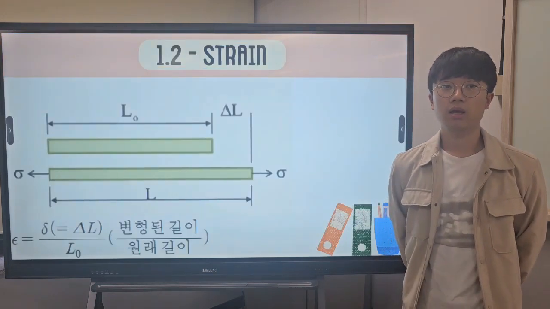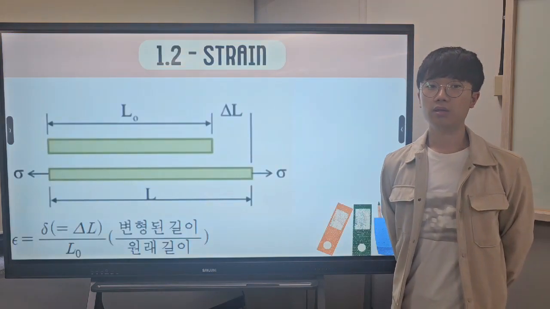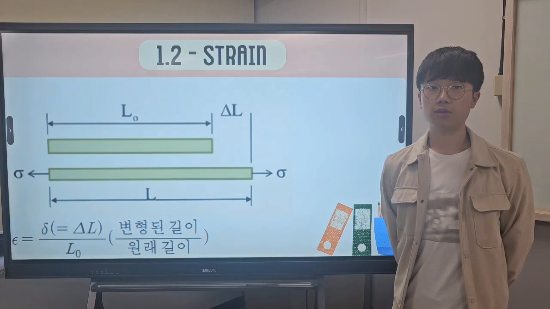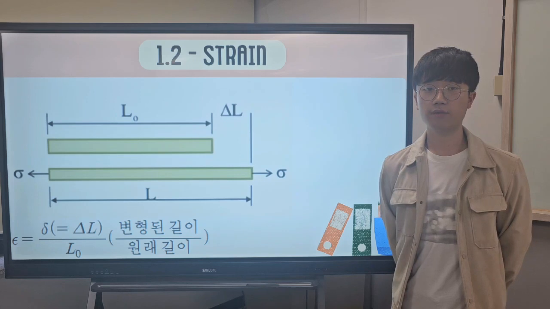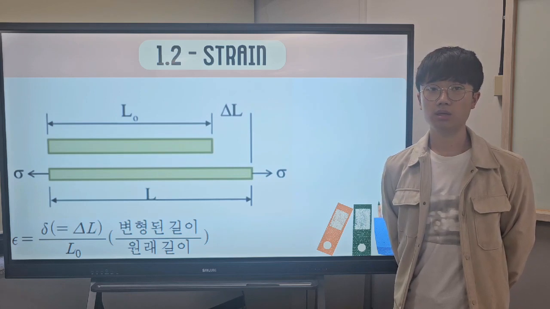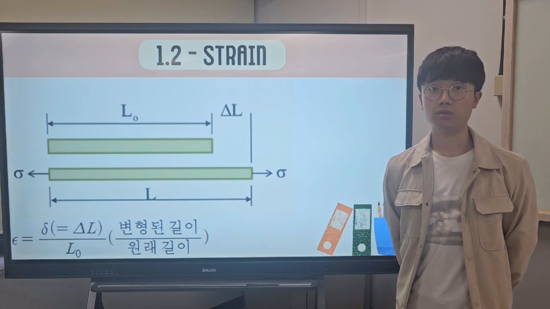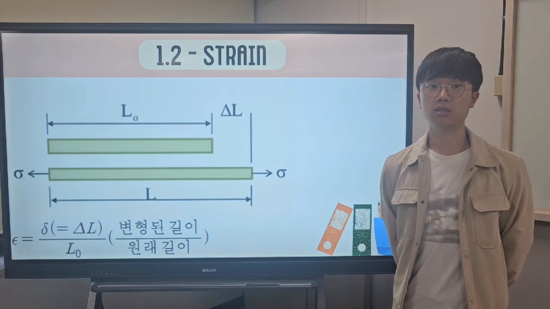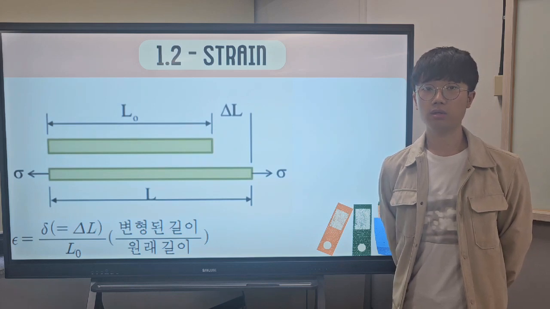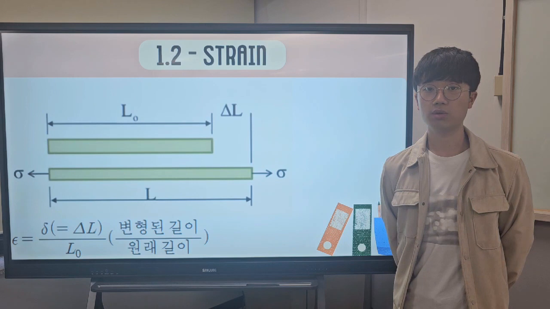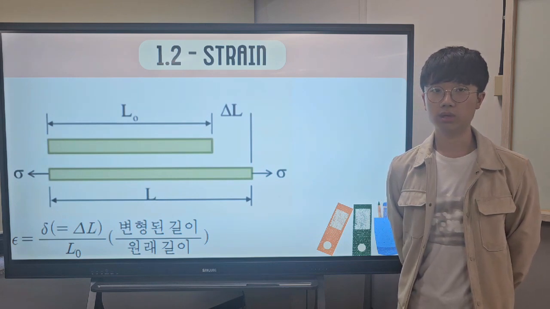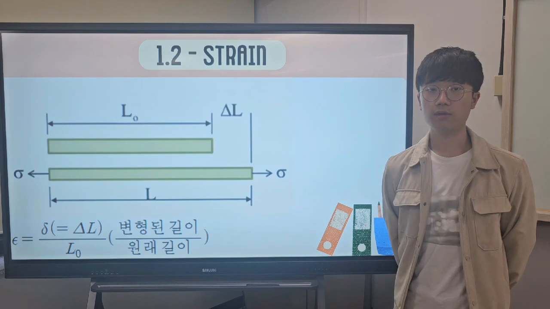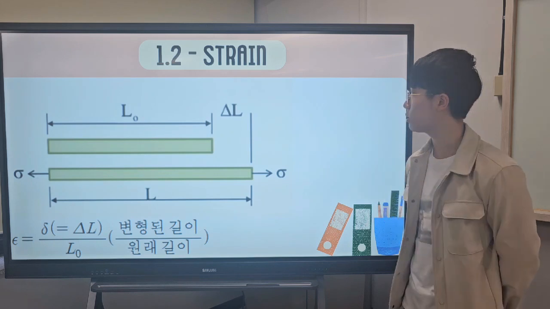Second, I'll explain the strain. Suppose that a vertical stress occurs on a uniform single-sided rod as shown in the figure. In this case, the length of the rod changes due to axial stress. The ratio of how much the length has changed relative to the original length under the load is called the strain rate. The above equation is the strain equation.